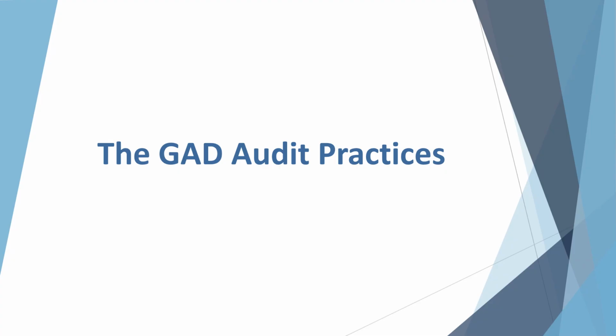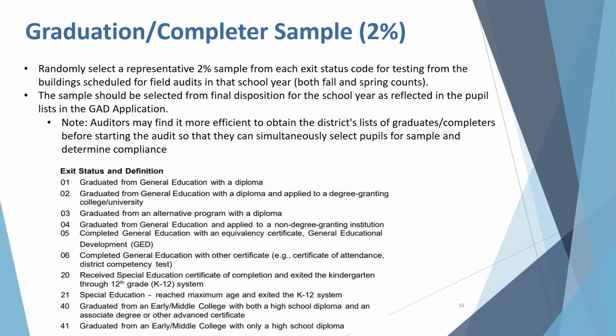Now diving into the GAD audit practices. I've mentioned it a few times now, but it is expected that auditors select at least 2% of the students that were marked as graduates or completers. It is expected to be a randomly selected representative 2% sample.